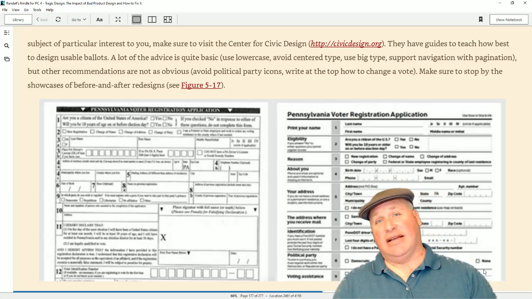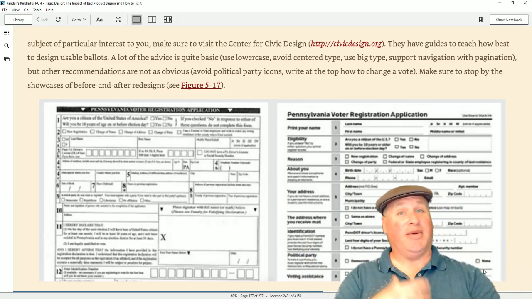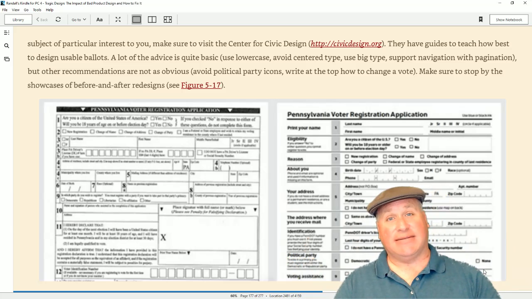So in conclusion, this clearly shows the importance of doing some user testing because no matter how good you think the design is, you can have some unanticipated results.